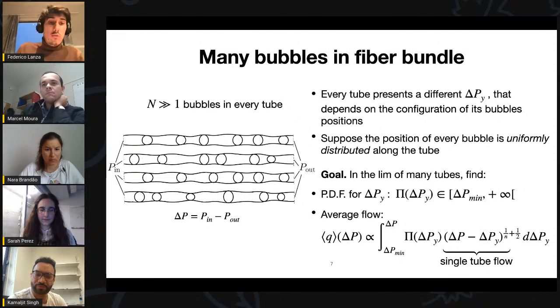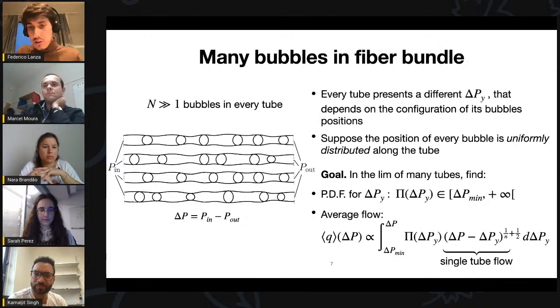And if we suppose that every bubble can assume any position along the tube with equal probability, we actually can compute the probability that a certain tube presenting a certain configuration of bubble positions presents a certain value of the pressure threshold. And in the limit of many tubes, this corresponds to calculating a probability density function for delta Py.